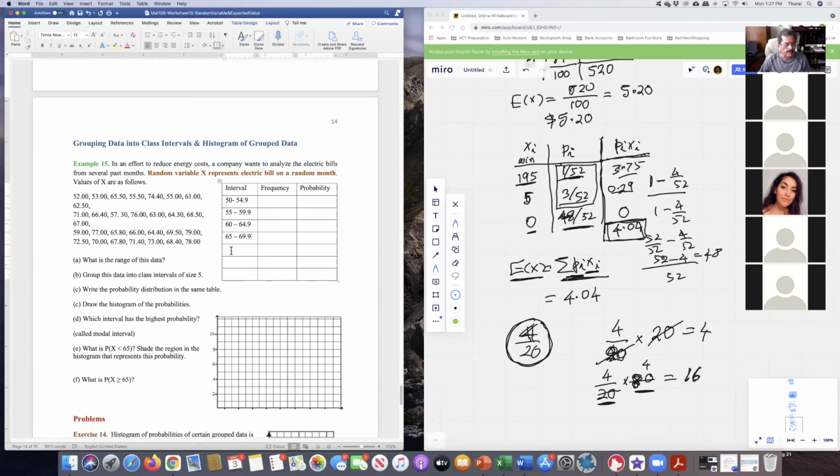Okay, and we have numbers going all the way to 78. So I have to go from 70 to 74.9, and then 75 to 79.9. I think that's where we need to stop because our numbers are limited to those. There are no numbers bigger than 80. And so now you count the frequency. The frequencies are going to be the numbers in that range. How many numbers are there in this range? That's what you need to count.